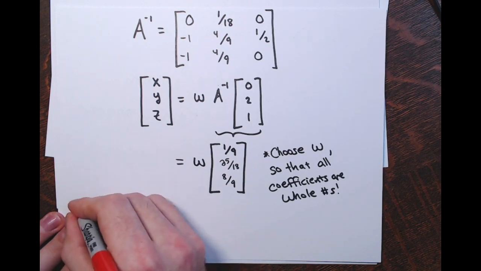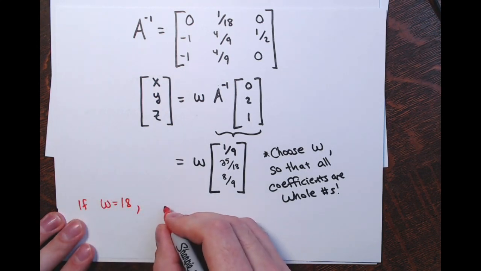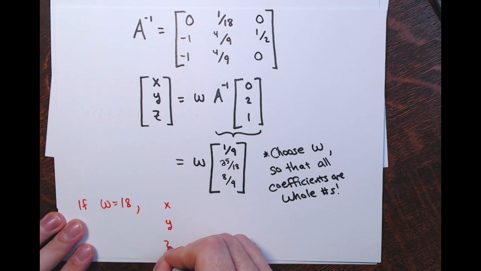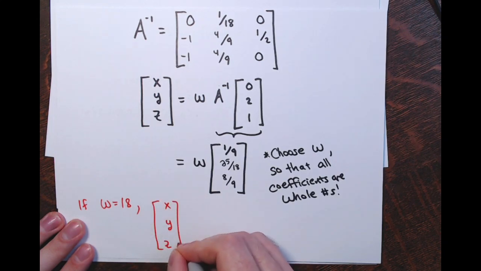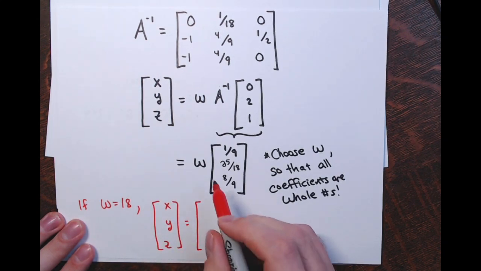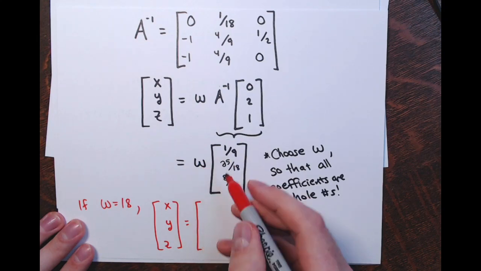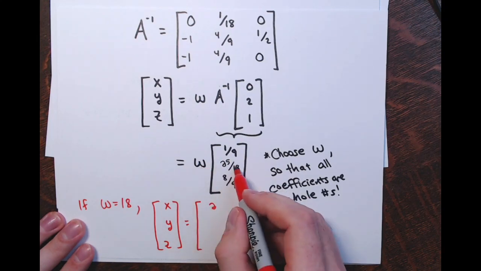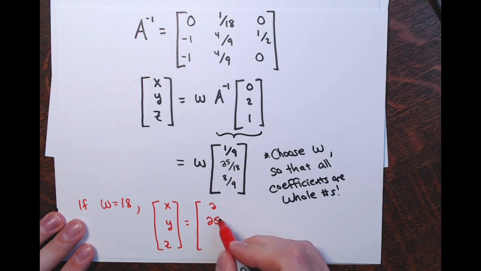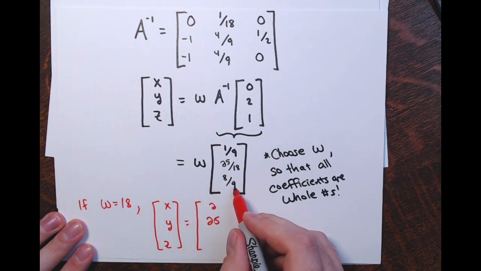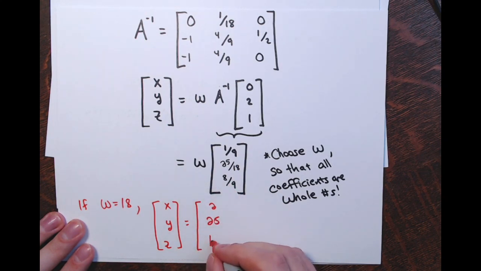So if W were 18, then X, Y, Z would be equal to 18 times this. Now 18 times a ninth is 2. Times this, the 18s would cancel, you'd have 25. And then times this, 9 goes in 18 twice, 2 times 8 is 16.